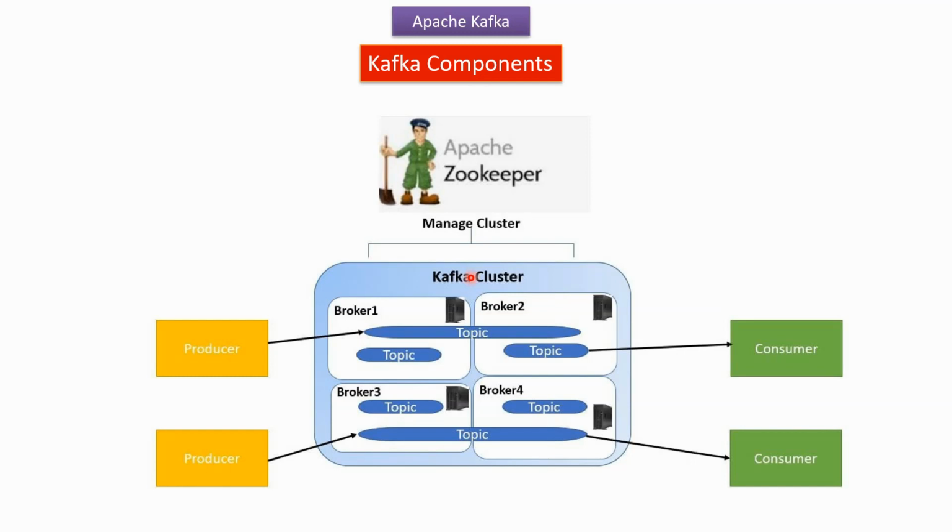Here you can see the Kafka cluster. A Kafka cluster can have multiple brokers. Here there are 4 brokers, and brokers have topics, and here you can see the producer. The producer creates the message and publishes it to the topic, and the consumer subscribes to the topic and consumes the message from the topic. And here you can see Apache Zookeeper, which manages the cluster.